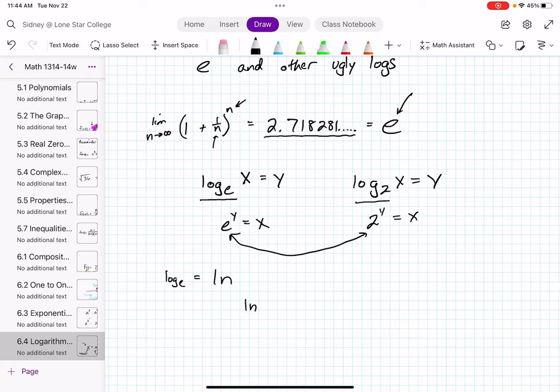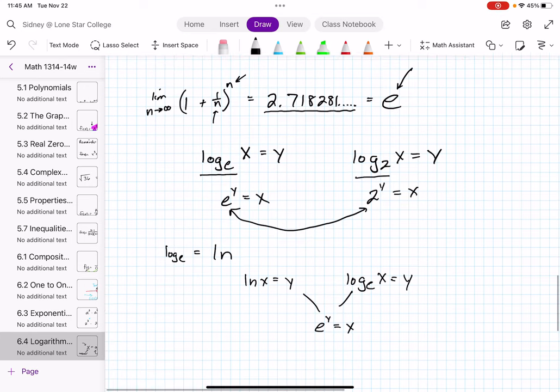So if you see ln of x, the equivalent is natural log of x, and it's pronounced natural log of x, that's how you would say that. It is equivalent to log base e of x equals y, and both of those are e to the power of y equals x in its exponential form. So just be aware that you're going to see this used a lot, but it is in fact the same thing.